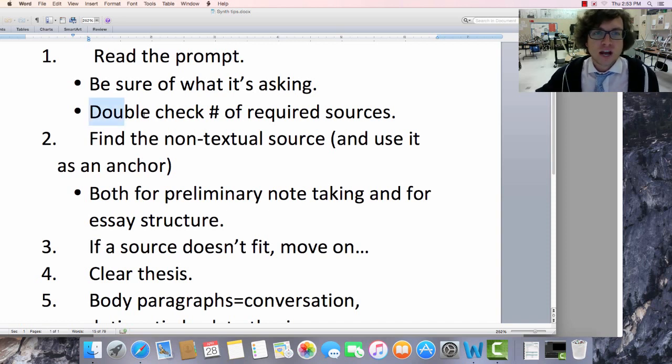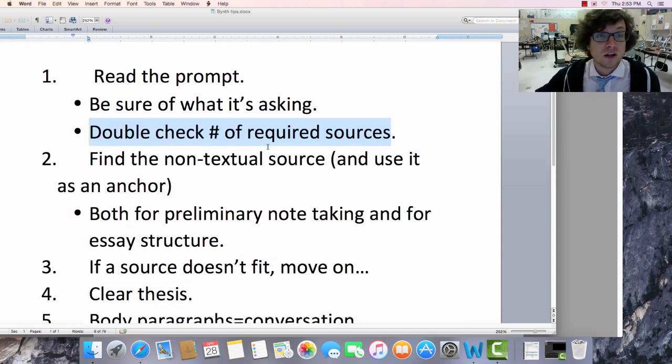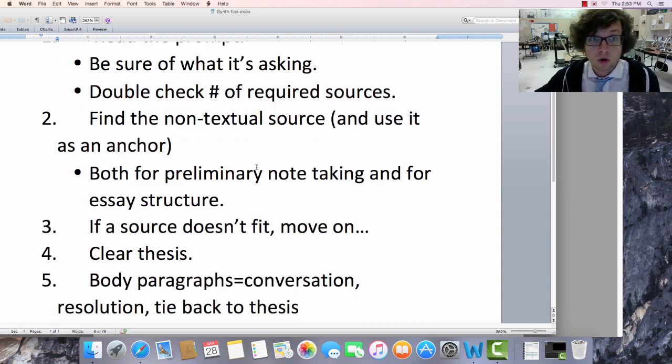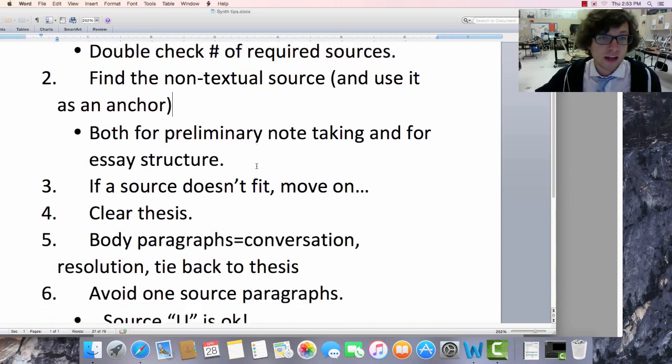You're also going to double check the number of required sources. It's almost always 3. I don't think I've ever seen a year where it hasn't been 3, but who knows, they might try to mess with you, so make sure it is still minimum 3 sources. You can, of course, do more, but you don't get extra points for that.